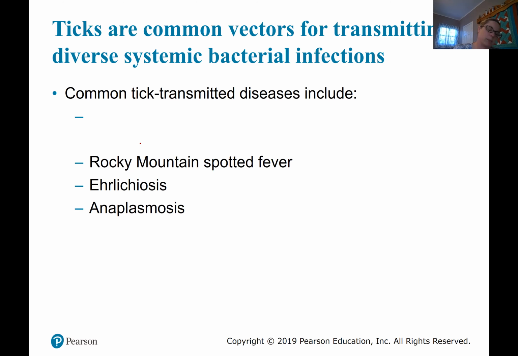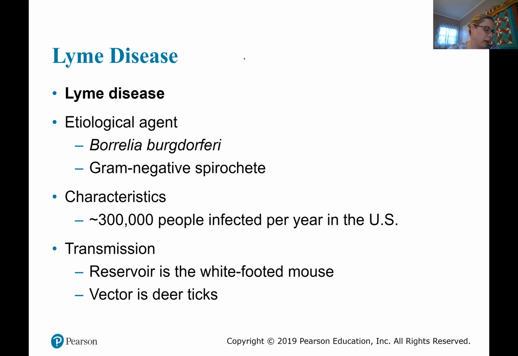So we're not going to cover all of these, but some common tick transmitted diseases are Lyme disease, Rocky Mountain spotted fever, we'll cover both of those, ehrlichiosis, and anaplasmosis. Lyme disease is caused by Borrelia burgdorferi, and it is a gram-negative spirochete, so it has a spiral shape. Infects about 300,000 people in the US every year. Its reservoir is the white-footed mouse, and it is transmitted by the deer tick, which is a very, very small tick.